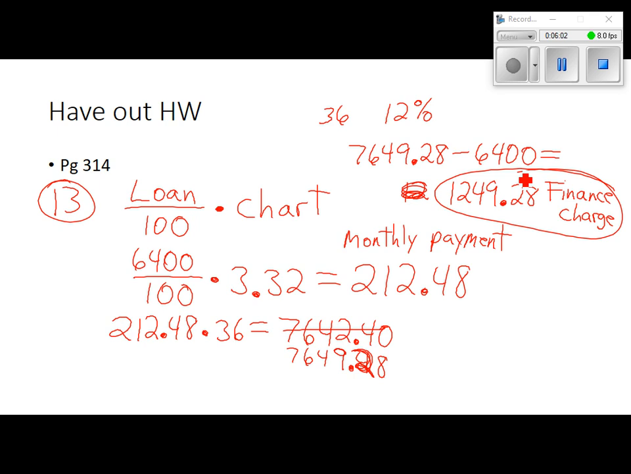Now the bad thing, if you notice this, do this for me. Take $1,250 divided by 36, and divide it by 6,400. 0.20. That means what you're paying them is an extra 20% of the actual cost of the camera. And with something like a camera, if you do it for 3 years, it's probably outdated by the time you get it paid off.